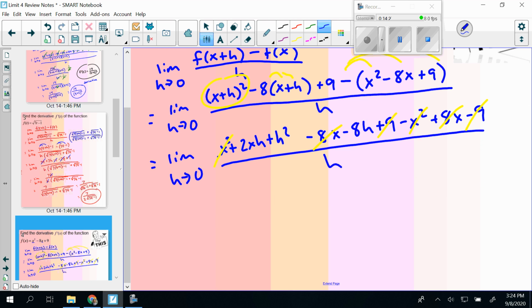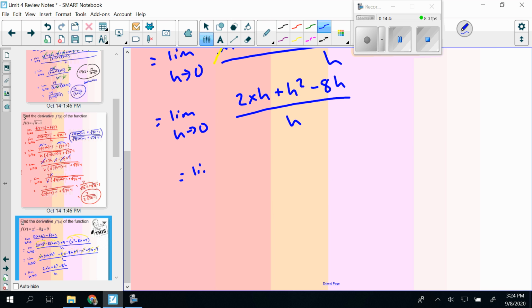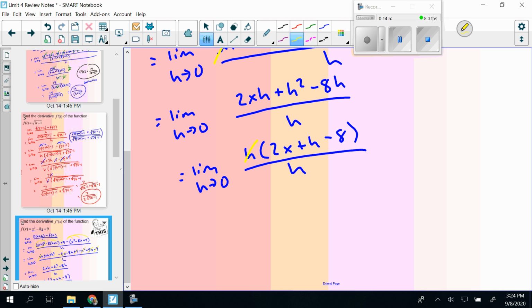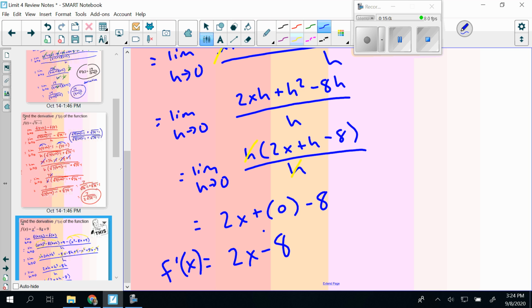So now let's write what's left in our limit. And everything left here after we write this out, you can see does have an h in it. So then our next step, like we've done before on problems, factor out that h. And we're almost to our answer here. Now these cancel, and now we can plug in 0 for the remaining h, and we come up with our derivative of 2x minus 8. So that would be our derivative of this problem.